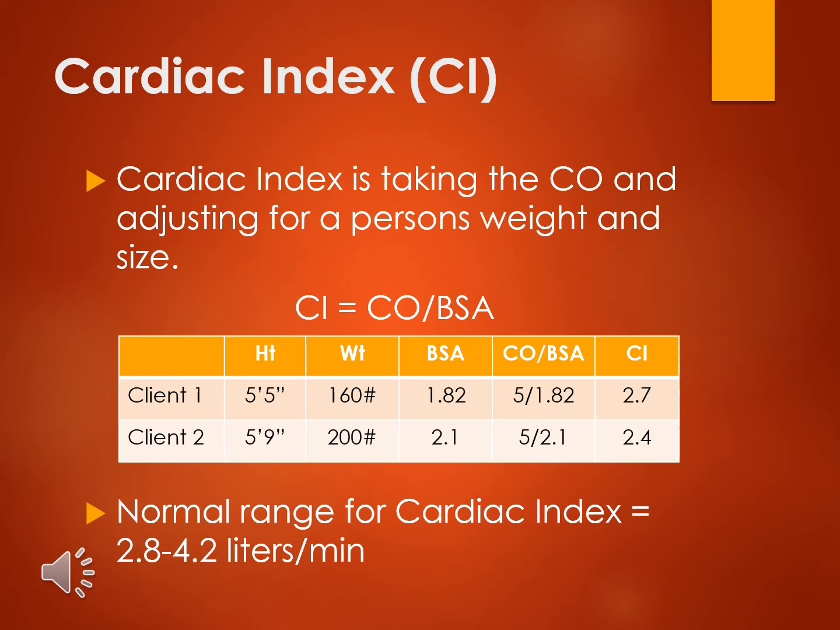If we took client number 2, 5 foot 9 inches, 200-pound patient, and I told you that the body surface area calculated out to a 2.1 meters squared, you're going to take 2.1 and divide it into our 5, which I told you was the cardiac output we were going to use. That comes out to 2.4 cardiac index. That number is significantly lower than the normal range. Therefore, that patient would be at high risk for poor perfusion.